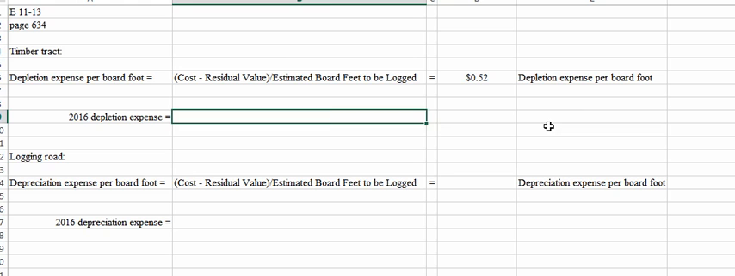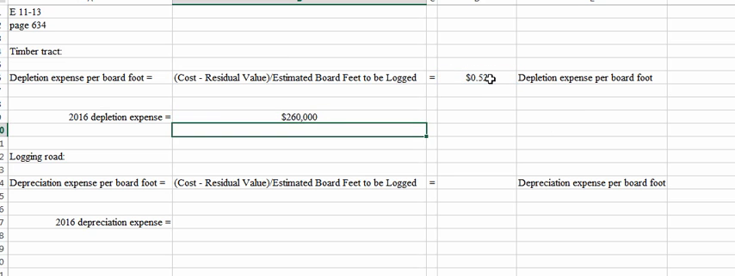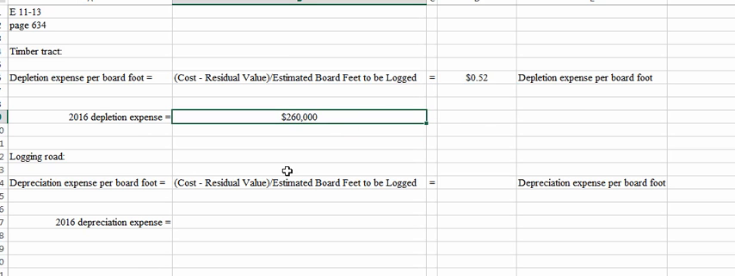Okay, then if we want the 2016 depletion expense, we just say they logged 500,000 board feet in 2016 times our depletion expense per board foot. That gives us $260,000 as our depletion expense for 2016.